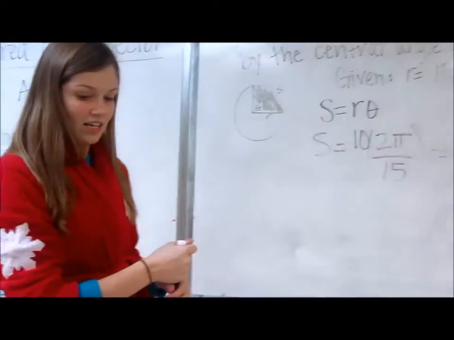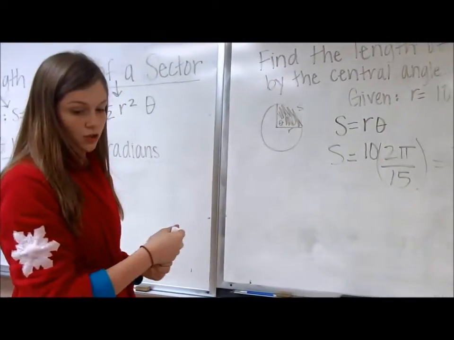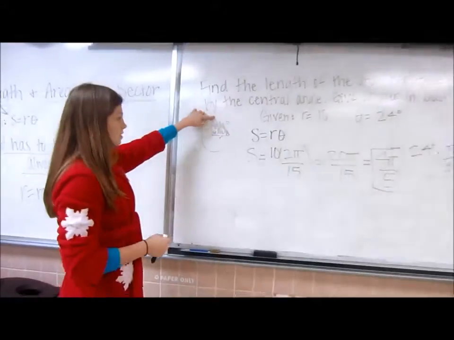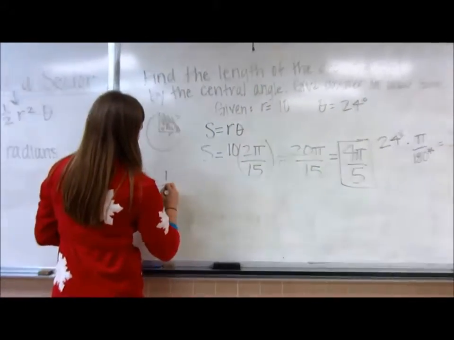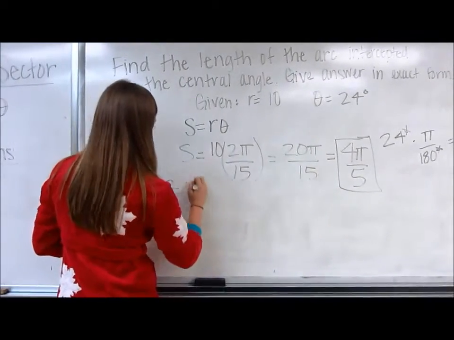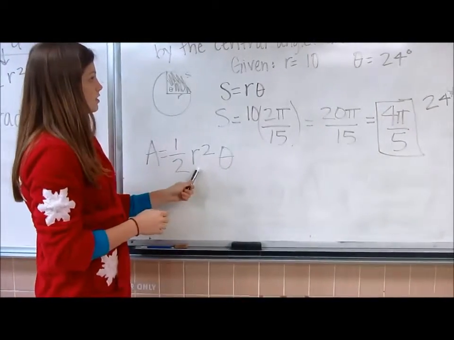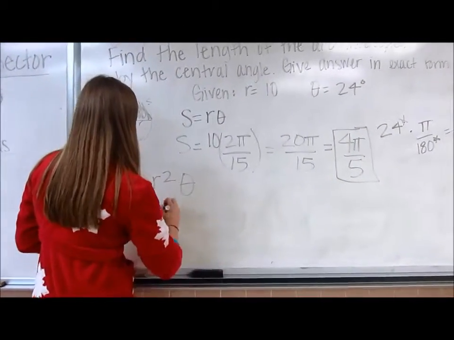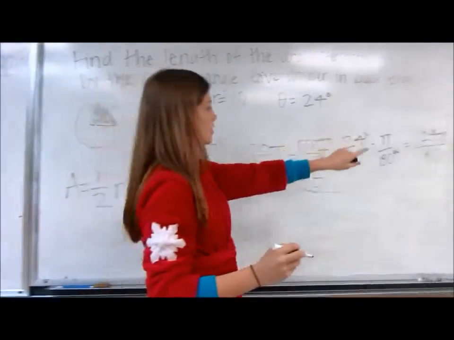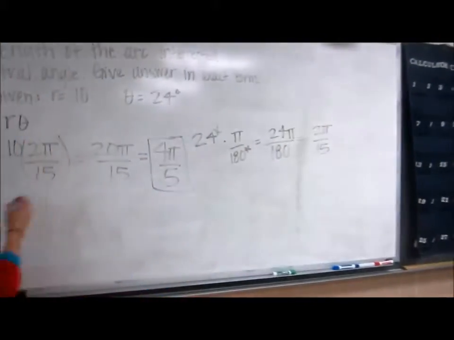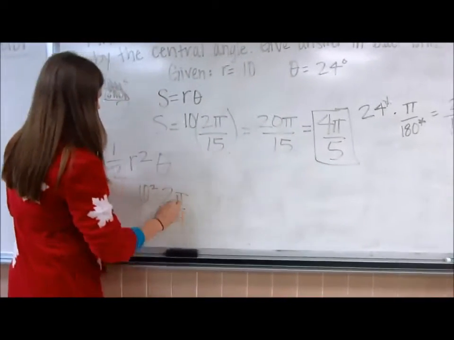And then for the next question, to find the area of a sector, you would find this shaded region. And so then you use this equation. Okay, so we already know that our radius is 10, so it's going to be 10 squared. And then our theta, which is over here, is the same. So you're going to do 2 pi over 15, and then 1/2.